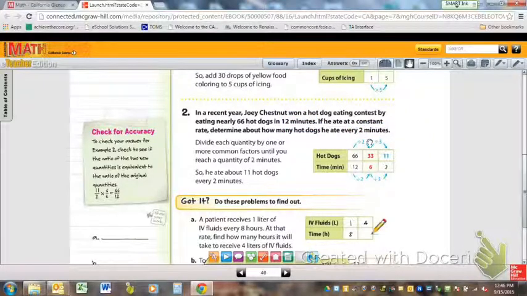So the first thing we want to do is divide by 2. And 66 divided by 2 is 33. 12 divided by 2 is 6. Now we can divide further. What number goes into both? That would be 3. So 33 divided by 3 is 11, and 6 divided by 3 is 2. So he ate 11 hot dogs every 2 minutes.